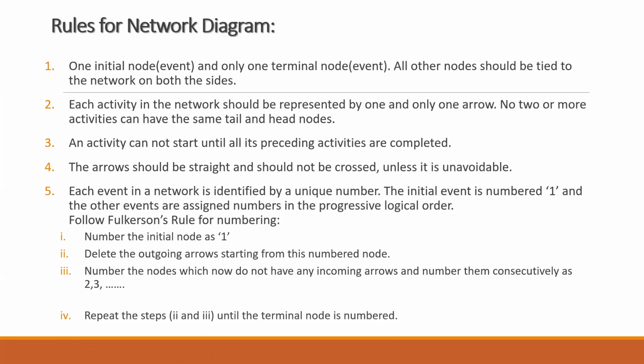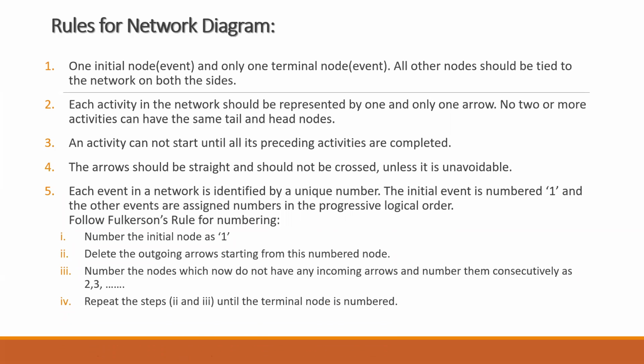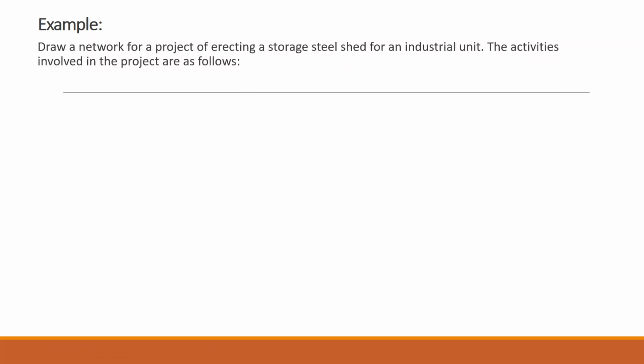Now, to take an example, let us take one last example. And again, we need to follow steps 2 and 3 again and repeat it till we get the last number, or till we put the number in the terminal node. Let us take an example. Draw a network for a project of erecting a storage steel shed for an industrial unit. The activities involved in the project are as follows.